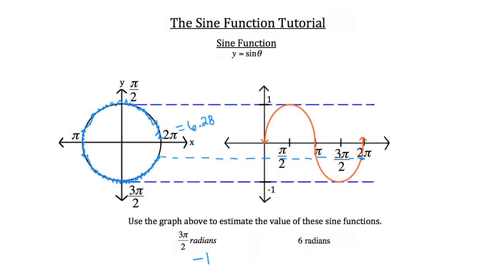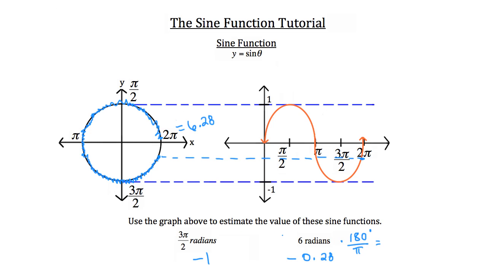Now, to get the exact value, you could go ahead and plug that into your calculator. You'd have to switch the mode of your calculator into radians. And then you could just do sine of 6. If you did that, you'd get a value of negative 0.28. If you wanted to just leave your calculator in degrees, you'd have to convert 6 radians to degrees. And remember, to do that, you'd simply multiply it by 180 degrees over pi.